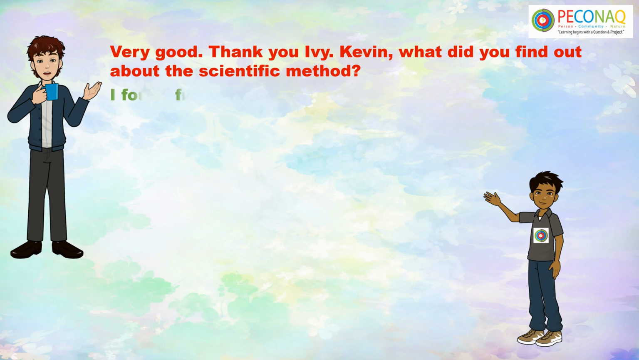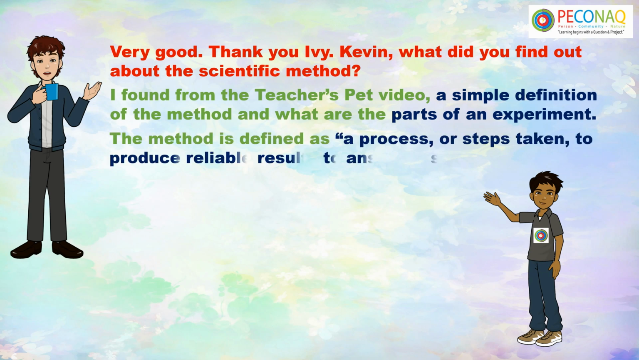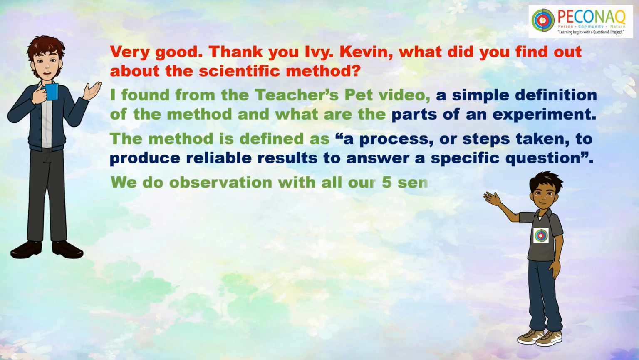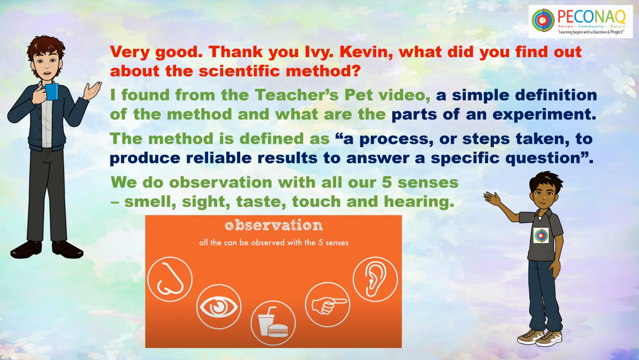I found from the teacher's pet video a simple definition of the method and what are the parts of an experiment. The method is defined as a process, or steps taken, to produce reliable results to answer a specific question. We do observation with all our 5 senses: smell, sight, taste, touch, and hearing.